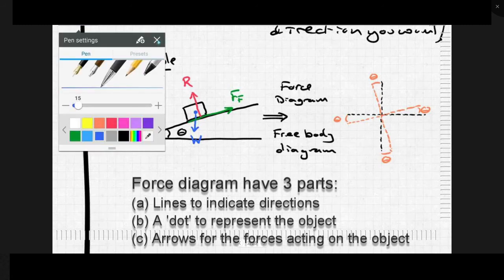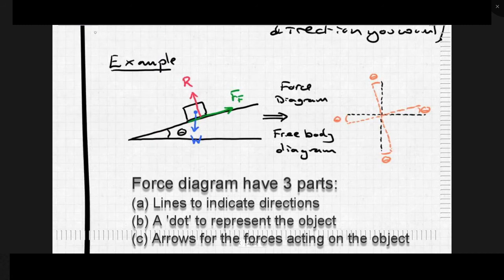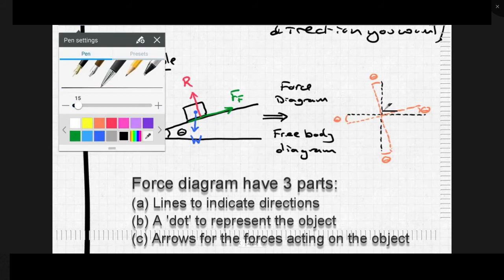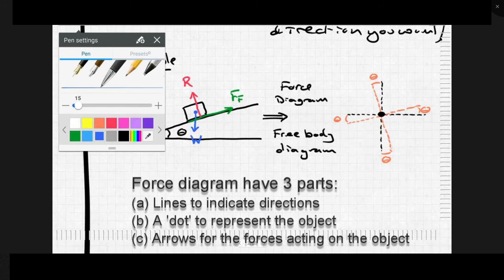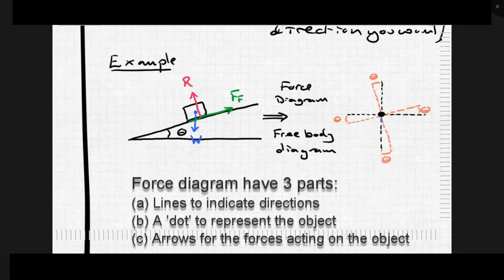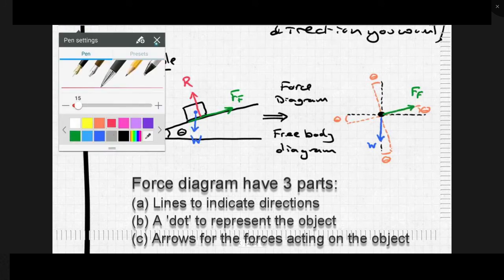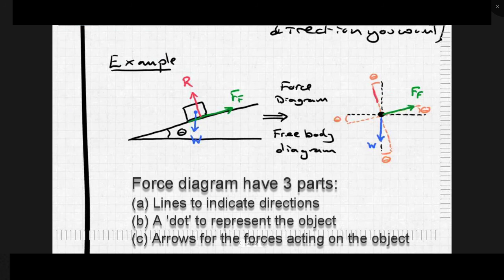So we've got a weight. I'll draw a dot for the object. The object is the box, but now it's just a dot. We've got weight downwards. We've got FF up the slope, and we've got the reaction force at right angles to the slope, so that's going to be like that.